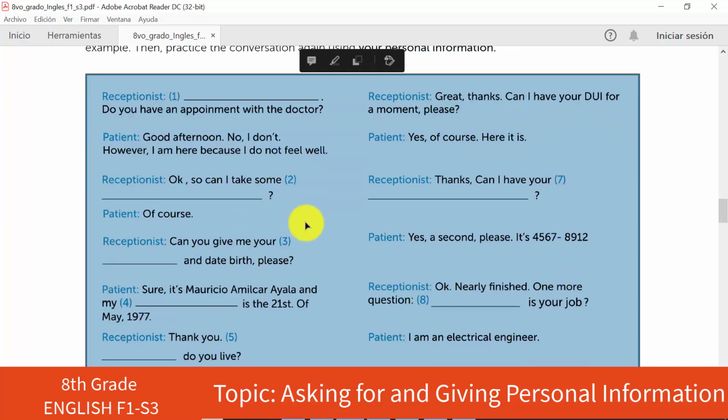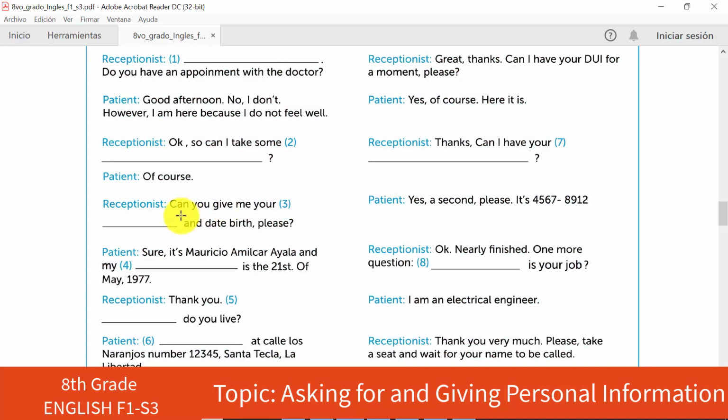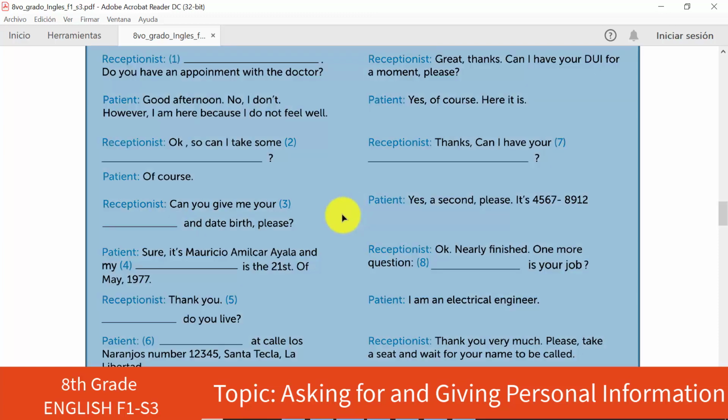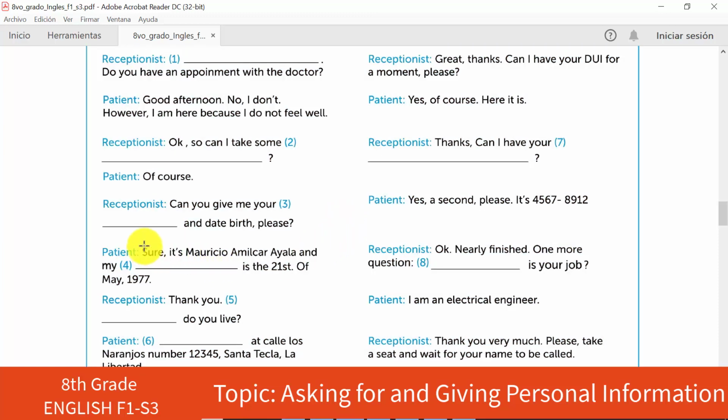Y vamos en la number 3. Can you give me your... Y otro blank. ¿Qué ponemos aquí? De nuevo, la clave para saber qué poner es fíjate en la respuesta. Mira qué ponen en la respuesta y vas a saber de qué va la pregunta.